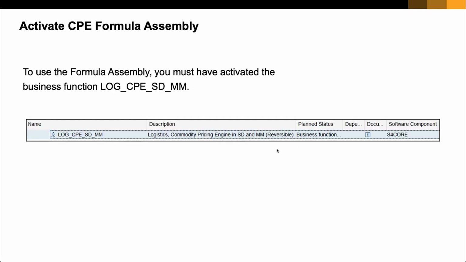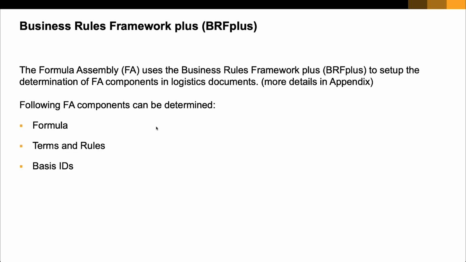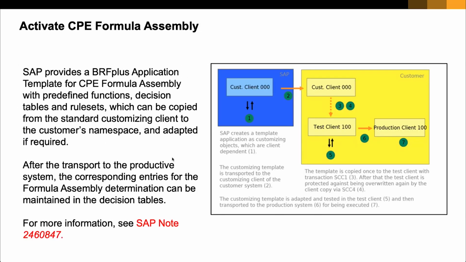So for configuration, again, the same business function needs to be activated for anything within CPE and commodity management. Then comes the formula assembly using BRF plus. For BRF plus, we need to run the functions for formula, terms, and the basis, right? This is the same stuff we discussed earlier, that it is a standard delivered BRF plus application for CPE formula assembly, but you can definitely copy it into a new application and create your own rules and functions within it.